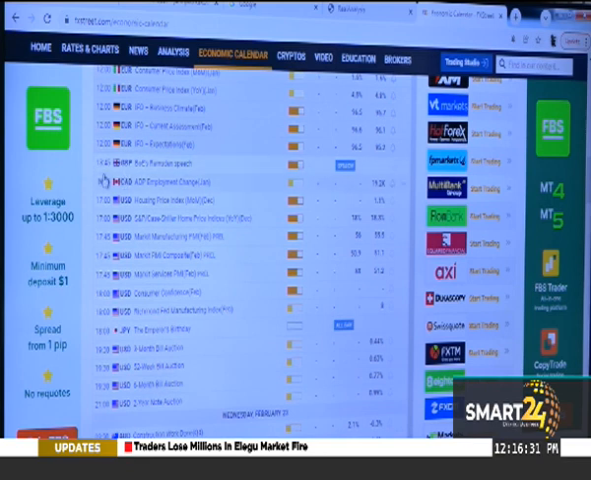Just have an alarm for all these events. There's an alarm on this website. If you have an alarm for all these events, they will notify you when the time reaches for these events to be announced. Then later on in the night, they are all very low impact events.